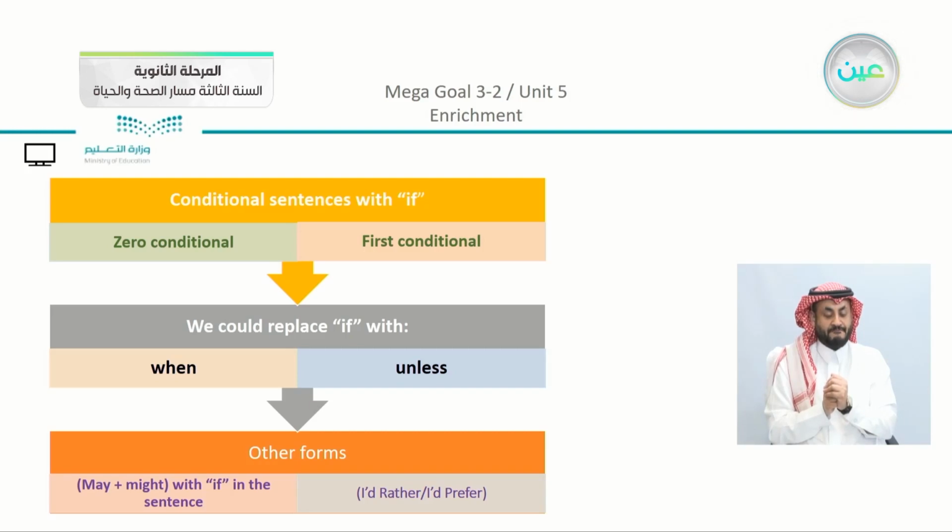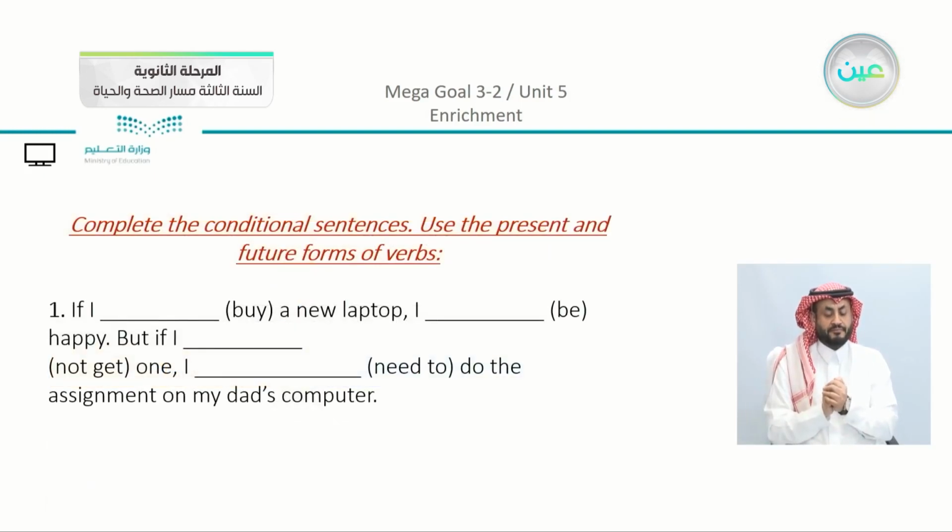Now we have also studied other forms. We have may or might with if in the sentence, and we have I'd rather or I'd prefer to show, of course, preference in the sentence. Now we're going to apply what we had studied before, and I gave you the hints just to refresh your memories. Now we're going to see what we have in the exercise.